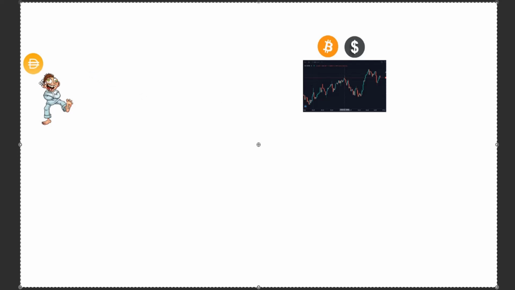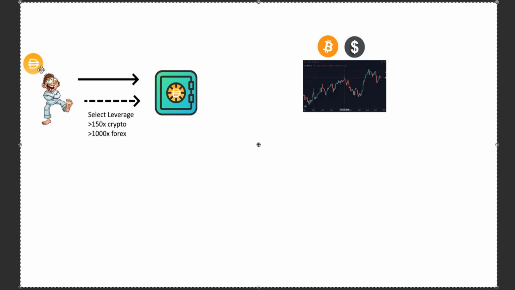Okay, so he brings some DAI and he's going to interact with, let's say, the BTC USD pair. He wants to trade this pair and so forth. The first step he's going to do is execute the trade on the platform. But what happens behind the scenes is his DAI goes into a vault.